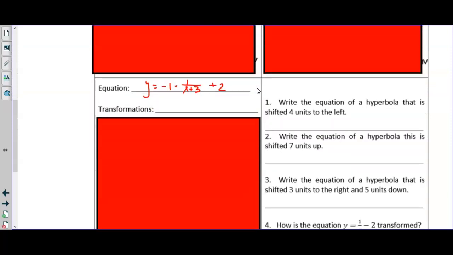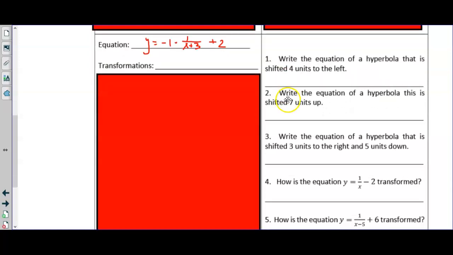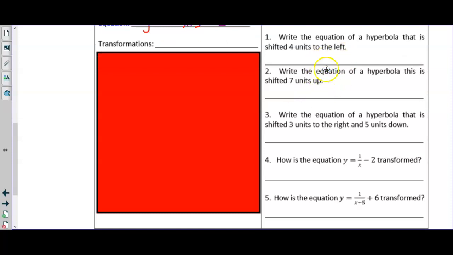The one at the bottom of the page is going to be y equals negative 1 times 1 over (x plus 3) plus 2. So now we have a stretch factor in front with a negative, so remember what that does to the graph based on the Desmos exploration that you did in the previous lesson. You also can then work on these five problems here, either taking a shift and writing an equation or taking an equation and writing the shifts. All right, so you can pause and work on that for a bit and then come on back.